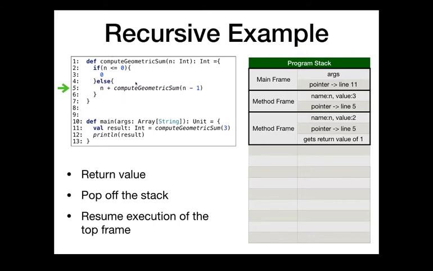Well, compute geometric sum, this call took the base case and added 1 to it. Well, that's true because our logic in the recursive case is sound. N plus the geometric sum of n minus 1 is going to be the geometric sum of 1. That logic is sound. So when I get this return value, it was the geometric sum of 1. I'm going to add 2 to it and return that.